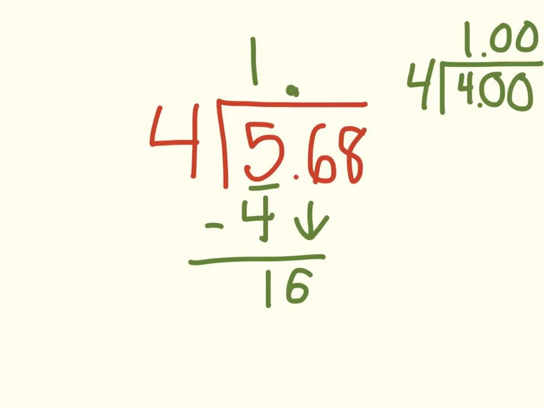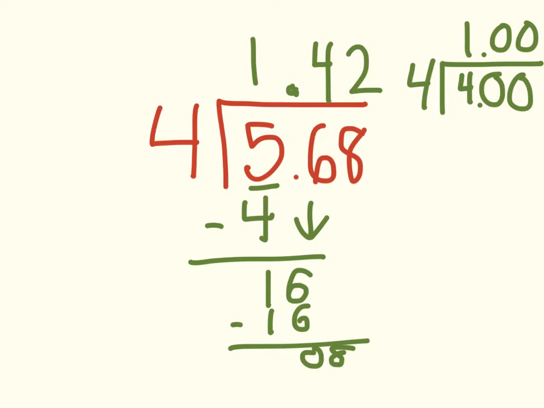But now, here's the big difference. My decimal point's there. I'm going to say how many 4s go into 16? That is 4. And how many 4s go into 8? That is 2. So my final answer here is 1 and 42 hundredths of a minute every girl will swim.